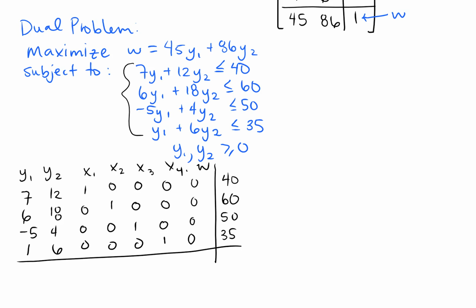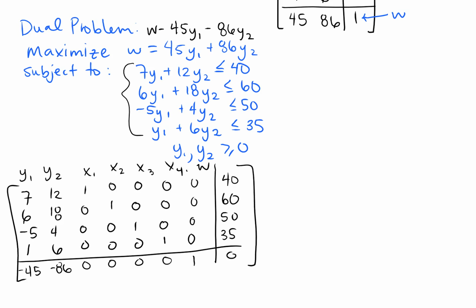Remember, when you're setting up the tableau, we have to rewrite the objective function. So it's W minus 45y1 minus 86y2. And so we will have a negative 45 coefficient for y1 and a negative 86 coefficient for y2. Zeros everywhere else except for z. And now we have our initial tableau.